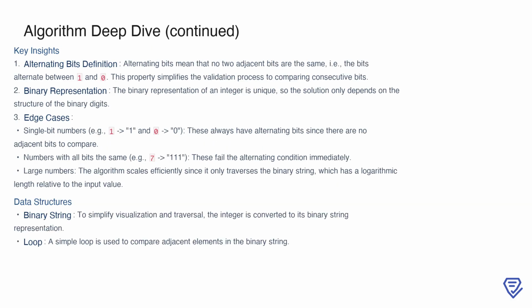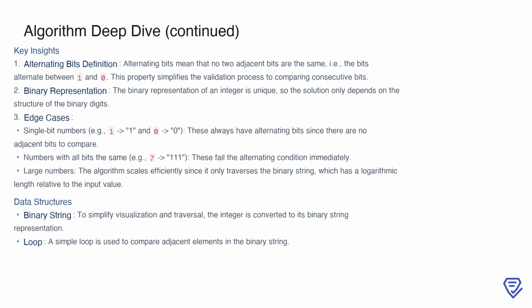To deepen our understanding, let's look at some key insights and edge cases for this problem. First, the definition of alternating bits simplifies our task. Consecutive bits must alternate between 1 and 0. This means the solution only needs to compare adjacent bits in the binary string.